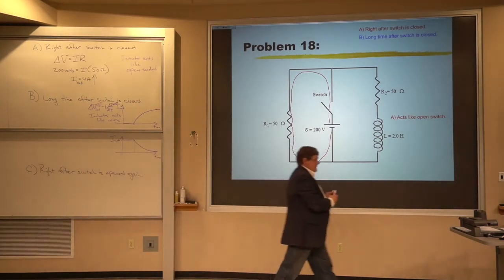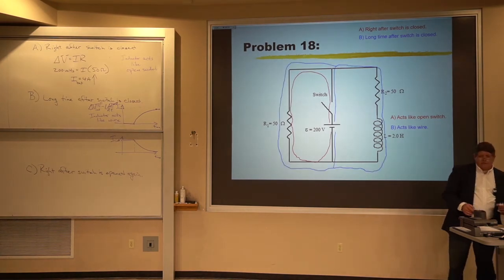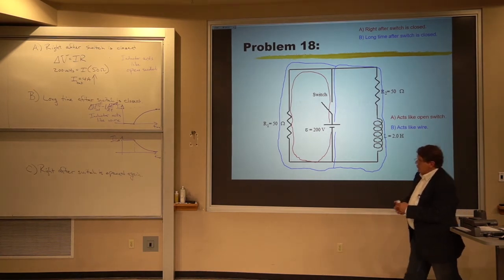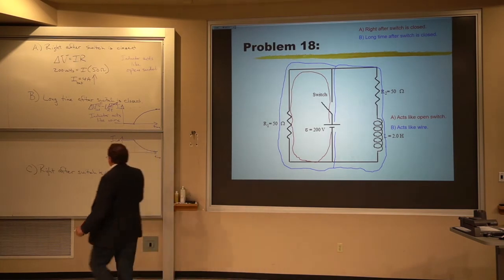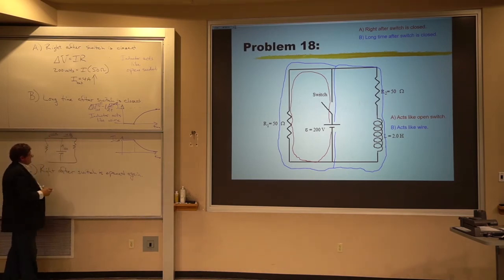Now, if the inductor is acting like a wire, now that means I've got current going around the left and the right branches. And in each branch, I've got 50 ohms. And so now instead of 4 amps, I have 8 amps. Okay, so now what that circuit's going to look like is I'm going to have 8 amps going through the battery up, and then 4 amps are going to go to the left, and 4 amps are going to go to the right.